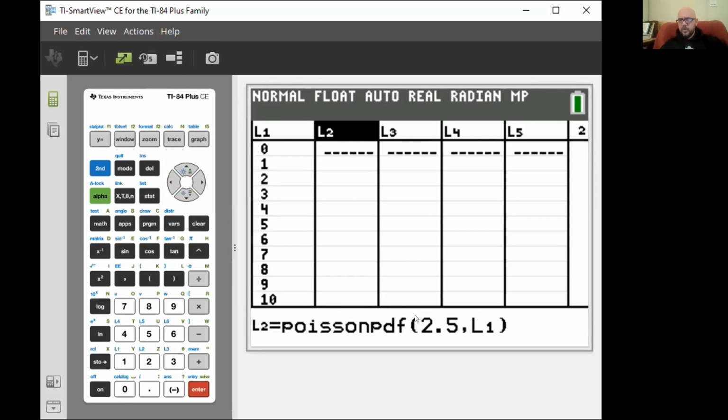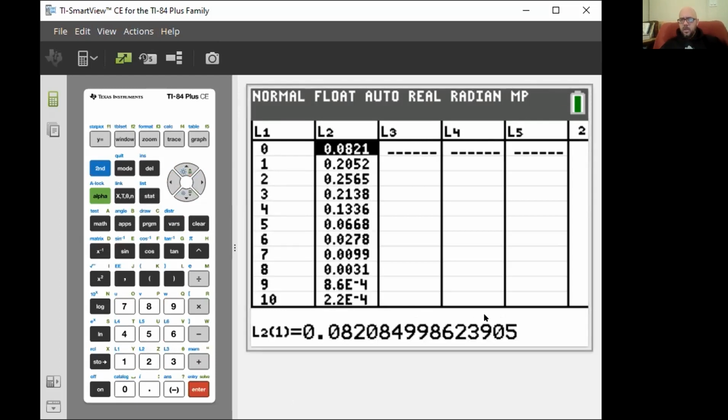Right, so there we go, we're at Poisson PDF of L1, and it gives me all of them. Very convenient, right? Super nice. One nice thing about this is that we can make a histogram out of this. We should be able to. Your calculator will make histograms.